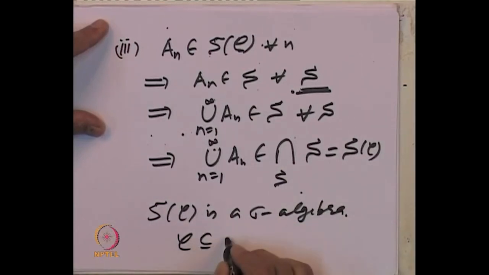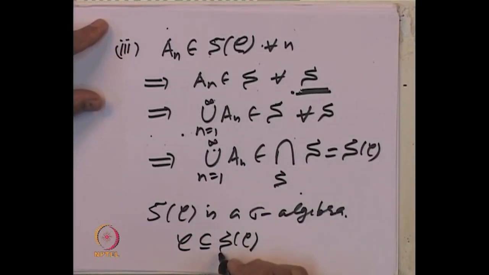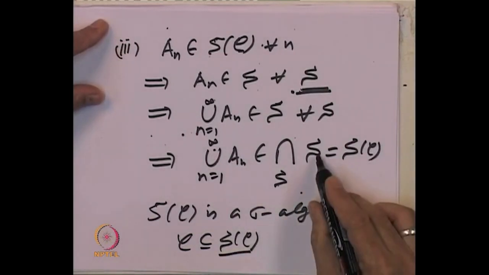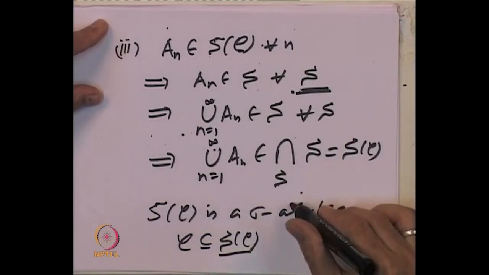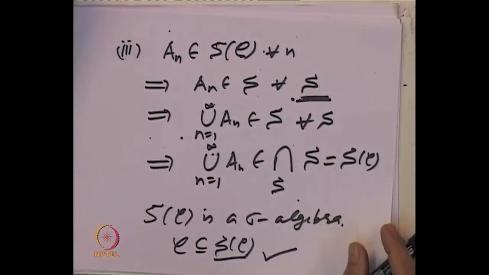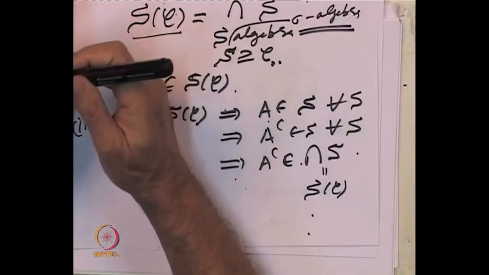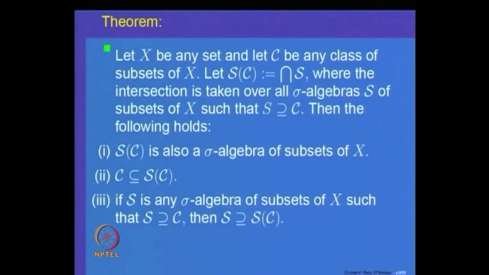That C is contained in S of C is once again obvious, because S of C is the intersection of all sigma algebras which include C, so the intersection also will include C. And why is it the smallest? The smallest property also is true by the very fact that S of C is the intersection of all the sigma algebras which include C. S of C, being the intersection, is the smallest anyway. So that proves that S of C is a sigma algebra of subsets of X.